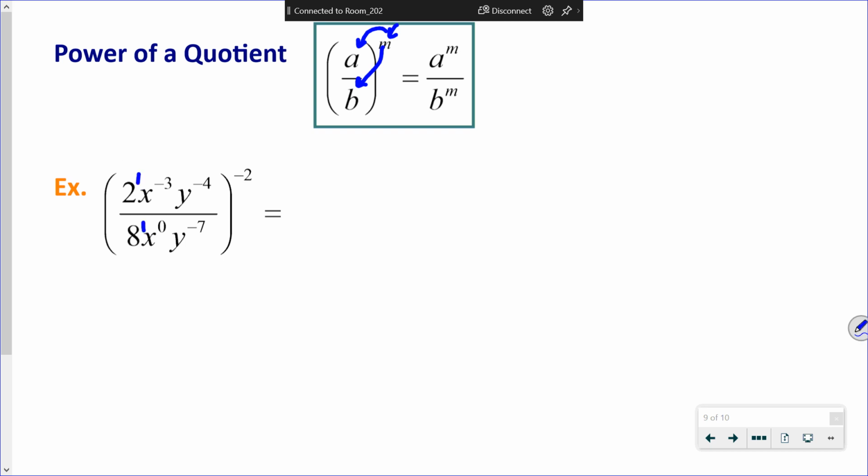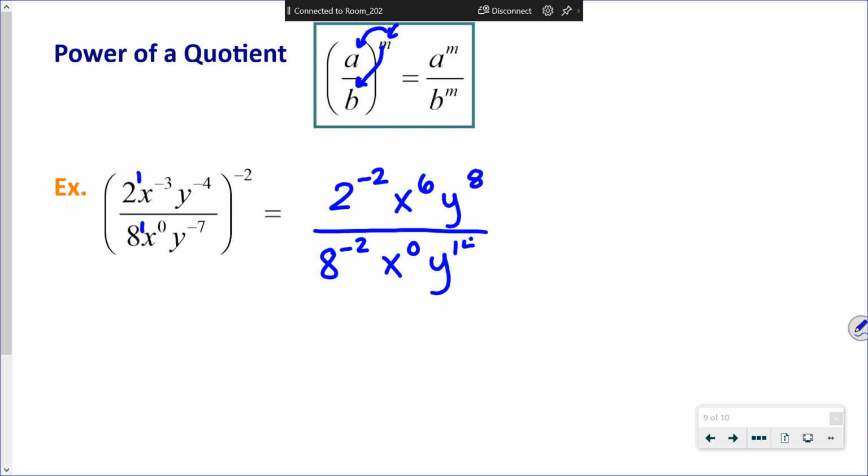And we're going to bring in that outside power and distribute it to every exponent that lives inside of this parentheses. That's a lot of distributing, and I'm going to have to erase this because it just got super messy. But we're going to bring in that outside power, multiply it by the powers inside. So I end up with 2 to the negative second, x to the positive sixth, y to the positive eighth. I like that we made those positive. But on the bottom, 8 to the negative second, x to the 0th, because 0 times negative 2 is still 0, and y to the 14th.